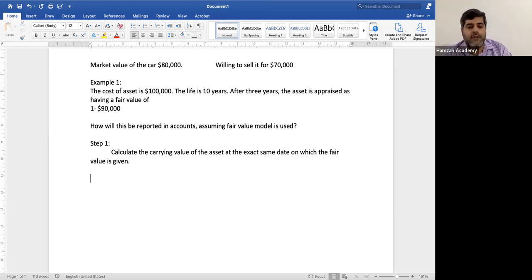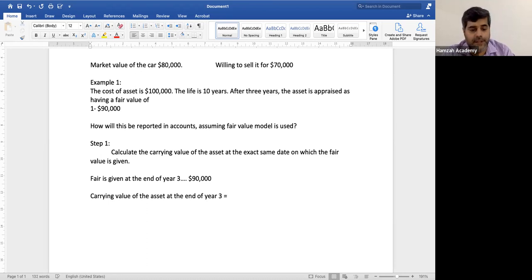Now, the fair value is given at the end of year 3, and that is 90,000. After 3 years, the asset is appraised as having a fair value of 90,000. So the fair value is given at the end of year 3. Now what we have to do is calculate the carrying value of the asset at the end of year 3.